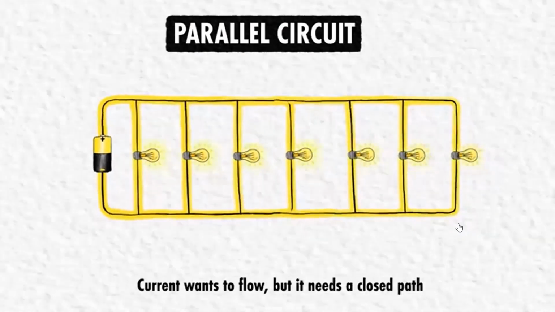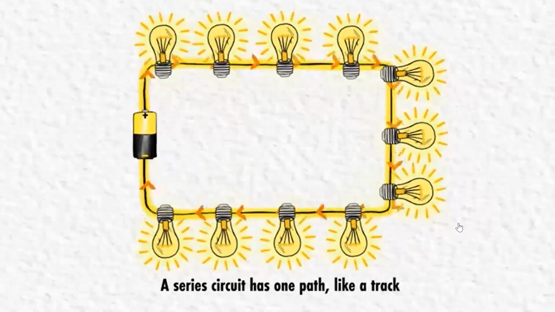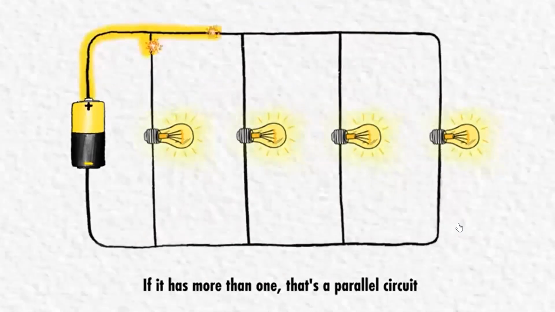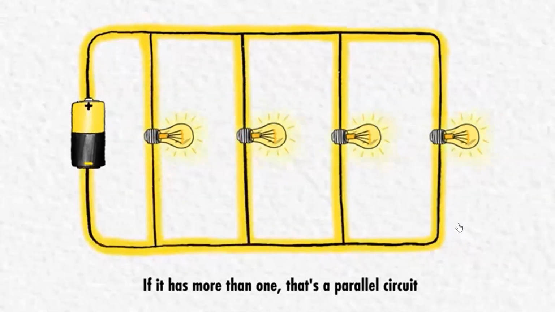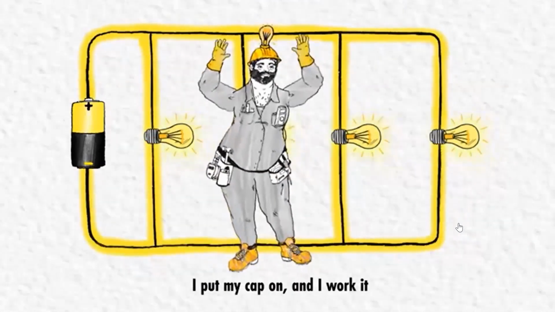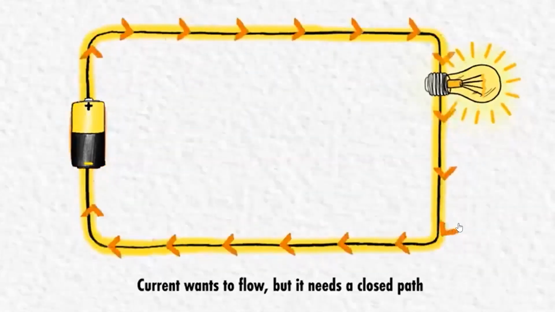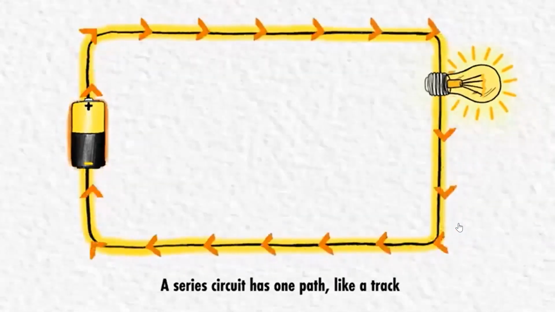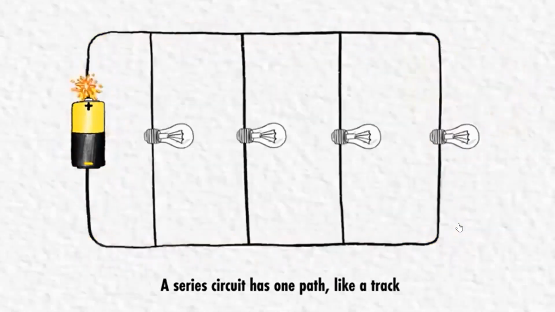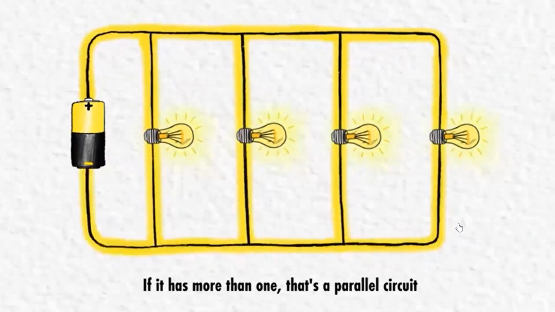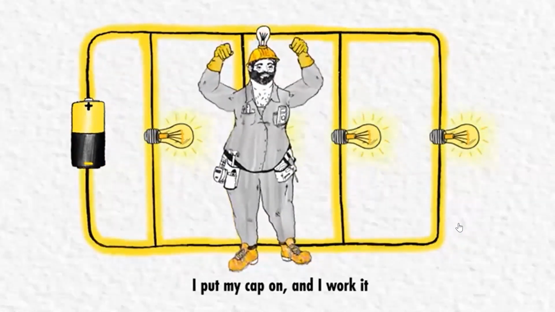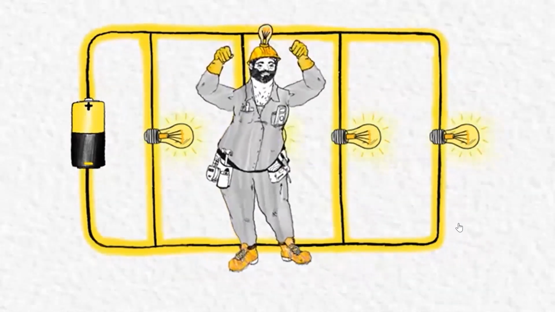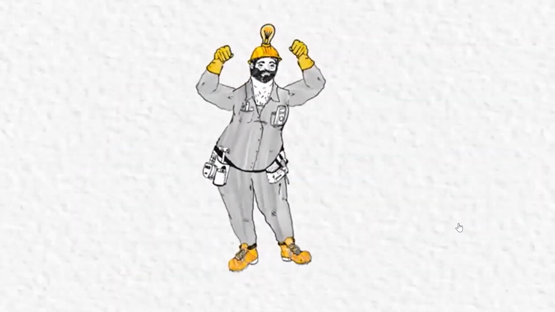Current wants to flow, but it needs a closed path. A series circuit has one path like a track. If it has more than one, that's a parallel circuit. I put my cap on and I work it. Current wants to flow, but it needs a closed path. A series circuit has one path like a track. If it has more than one, that's a parallel circuit. I put my cap on and I work it. And I work it. And I work it. Put my thinking cap on and I work it.